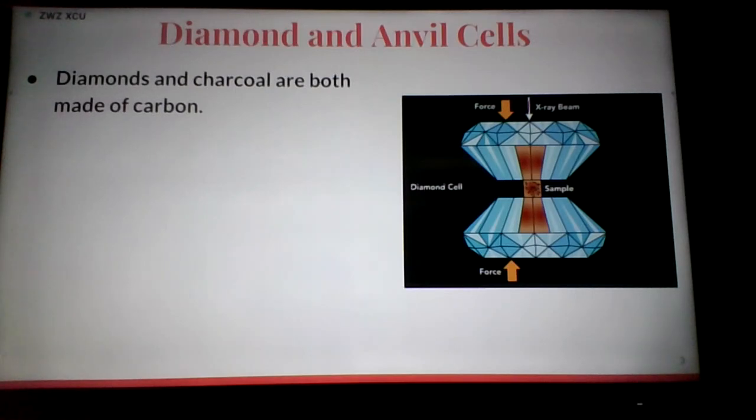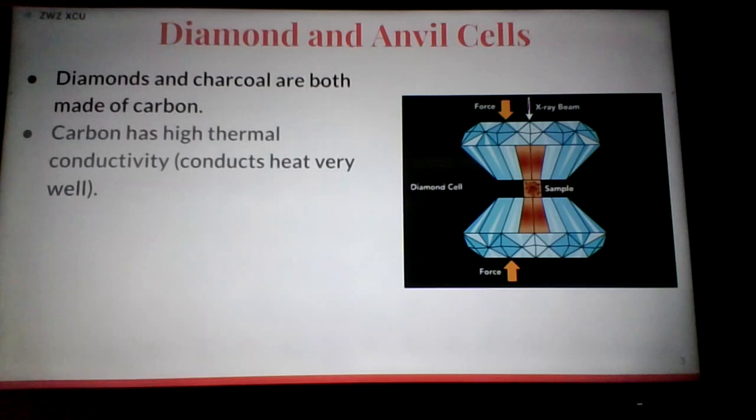Diamonds and charcoal are both made of carbon. Well, charcoal is fairly soft, very flammable, and conductive of heat. But diamonds, they're the hardest known substance, but they're both made of the same element. Well, look at the picture, and you see the force going down, the force going up, putting tremendous pressure on that sample of carbon that's going to become a diamond.